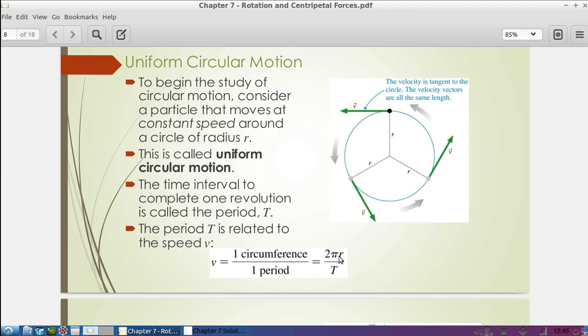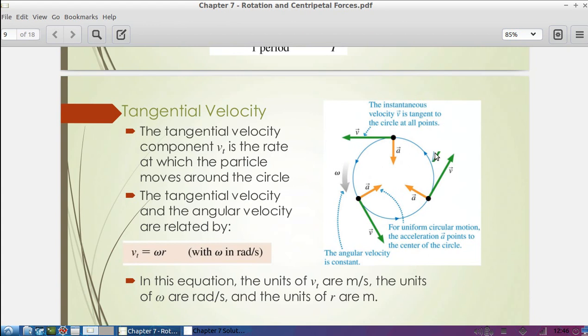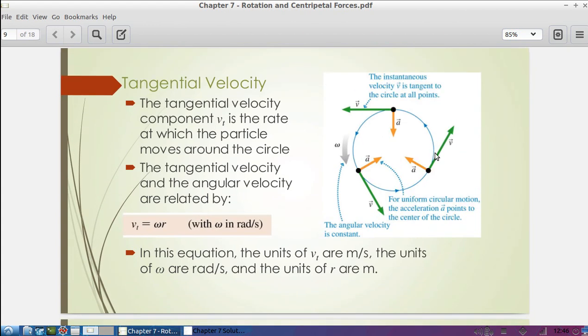So here r would be in meters because it's a length, and T is in seconds. So we're in units of meters per second. This is one expression of our translational velocity, or our linear velocity of an object that's exhibiting circular motion. Sometimes we call it tangential velocity. We call it tangential velocity because this velocity vector is always tangent to the circular path.